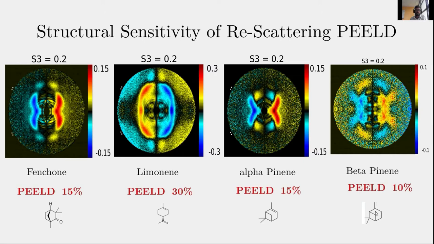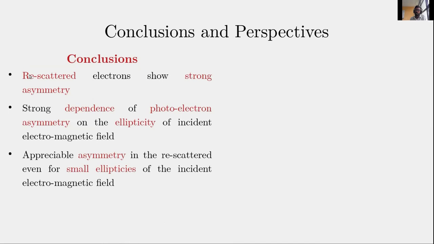So the main takeaway messages are that we do observe rescattered electrons, which show strong asymmetry of up to 15 to 30%, and a strong dependence of photoelectron asymmetry on the ellipticity of the incident electromagnetic field. An appreciable asymmetry is also observed for rescattered electrons, even for small ellipticities.